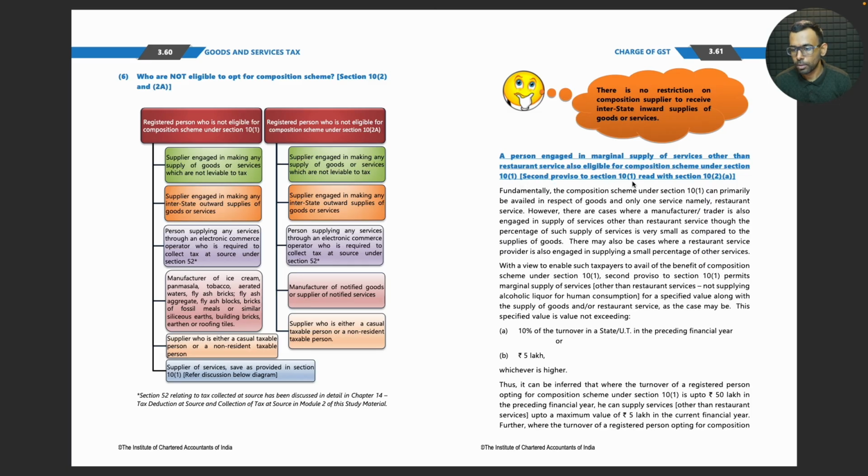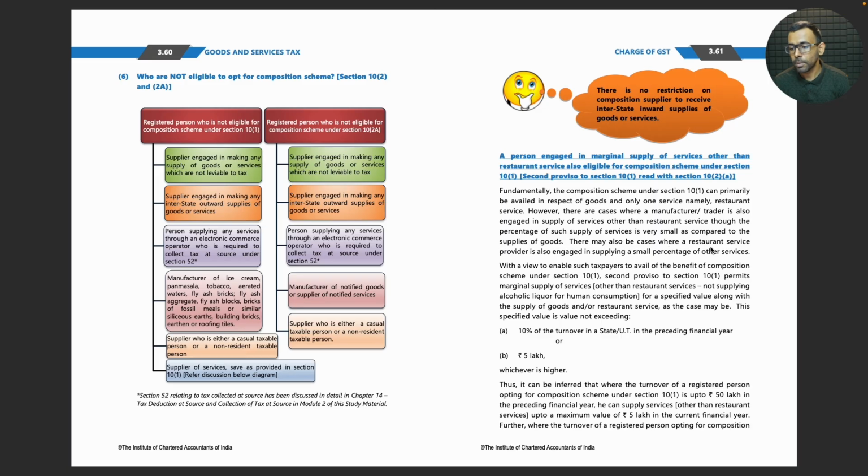Second proviso to section 10 subsection 1 read with section 10 subsection 2 clause A. Fundamentally, the composition scheme under section 10 subsection 1 can primarily be available in respect of goods and only one service, namely restaurant service. However, there are cases where a manufacturer or trader is also engaged in supply of services other than restaurant service, though the percentage of such services is very small as compared to the supplies of goods.